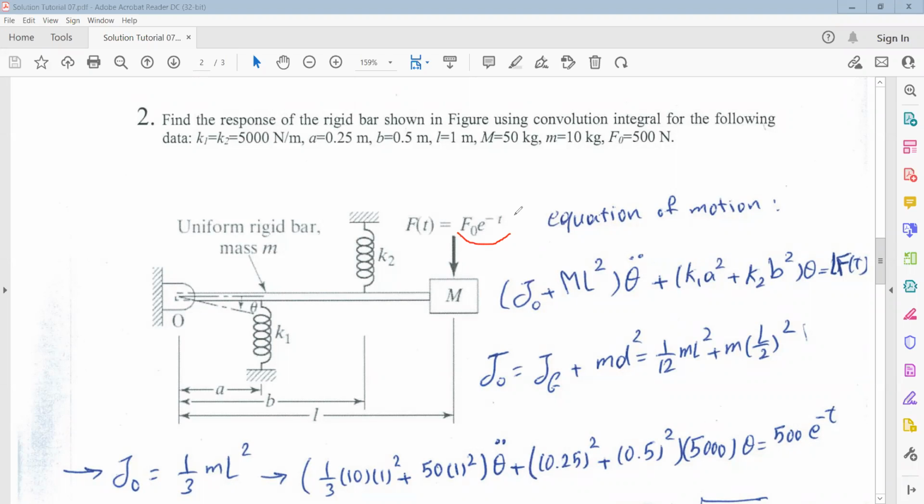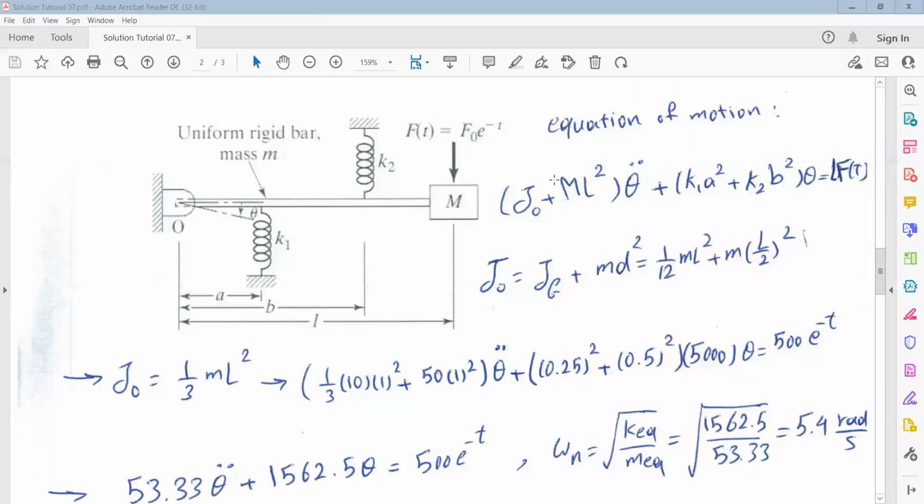It's not harmonic, it's not periodic. So one of the options that we can use to solve this problem is convolution integral, and also we can use the Laplace transform, but this problem is related to the week 7 concept, so we only can use the convolution integral. So to use the convolution integral, we need to extract the equation of motion for this system to obtain the equivalent mass, equivalent stiffness, and damping.